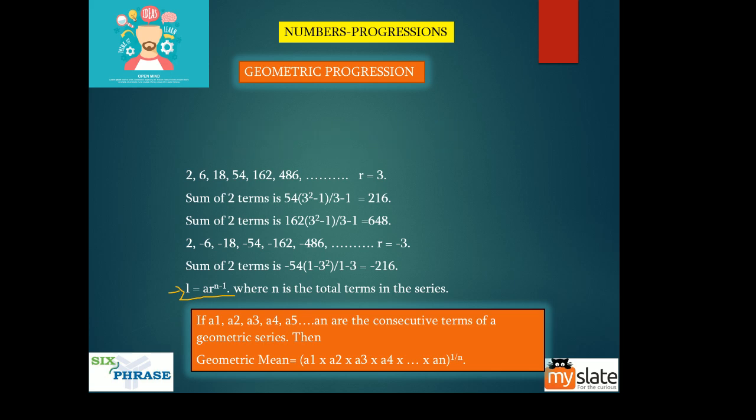Now I just want to tell you about geometric mean. a1, a2, a3, a4, a5 are consecutive terms of a geometric series. If you have a geometric series, then the geometric mean is nothing but you multiply them and take the power 1 by n, where n is the number of terms. I find very few problems in geometric mean, or I should say I've never seen a problem in geometric mean, but it is good to know how to do those things, right? So just make note of this formula.